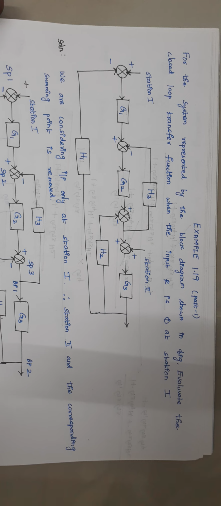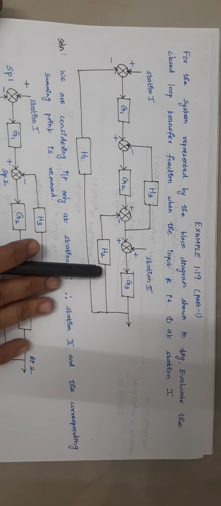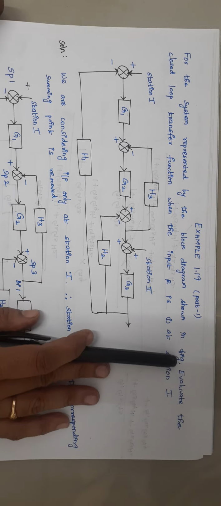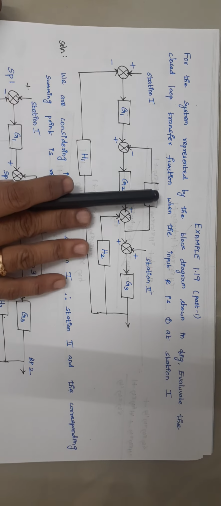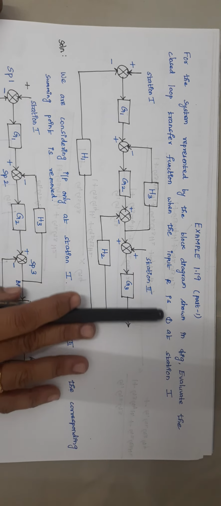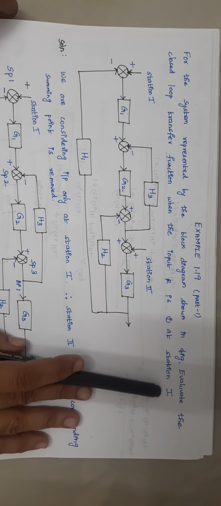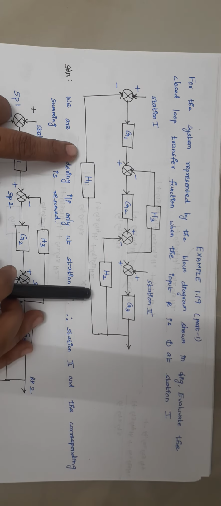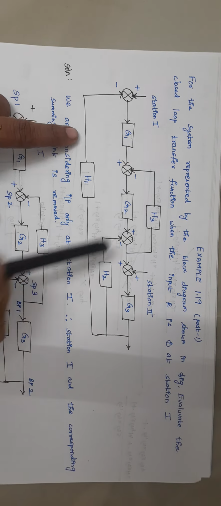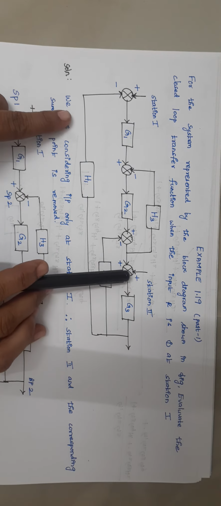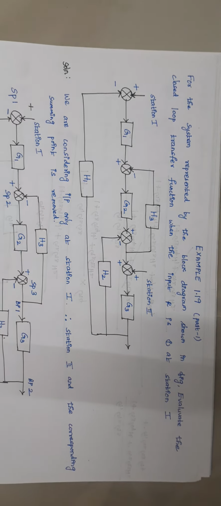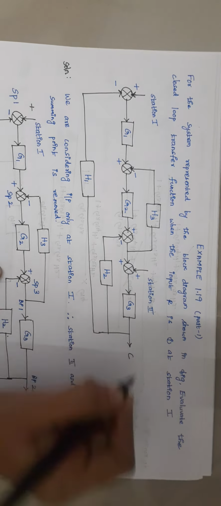Today we are going to see another problem in block diagram reduction. So the problem is, for a system represented by the block diagram shown in figure, evaluate the closed loop transfer function when the input R is at station 1. Here, this is our given problem, and it consists of two stations, station 1 and station 2. That is, these two are the input points and we are getting a final output here.